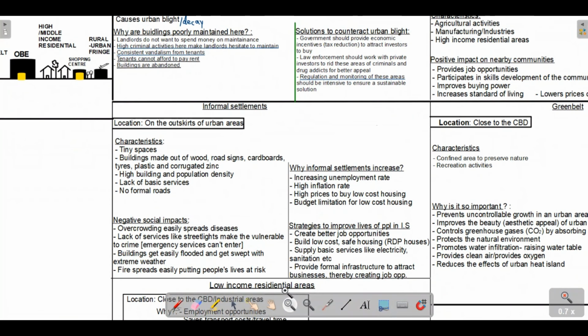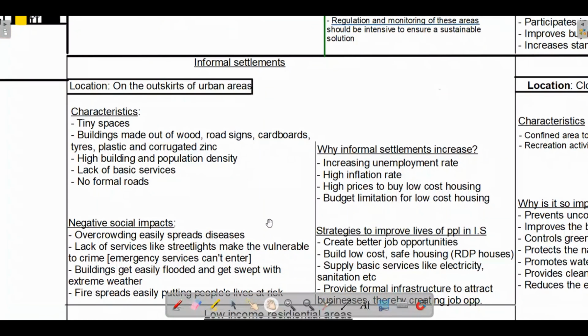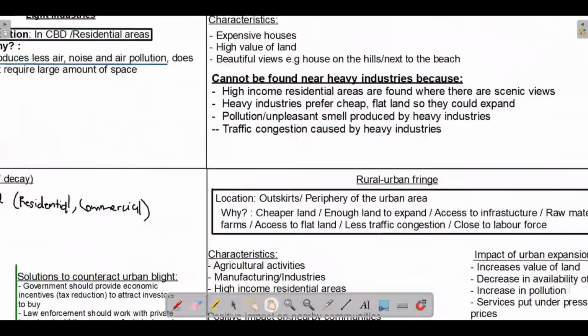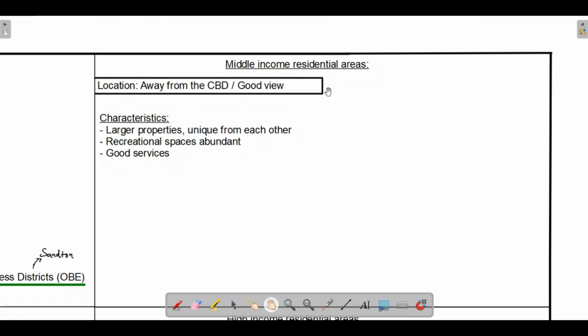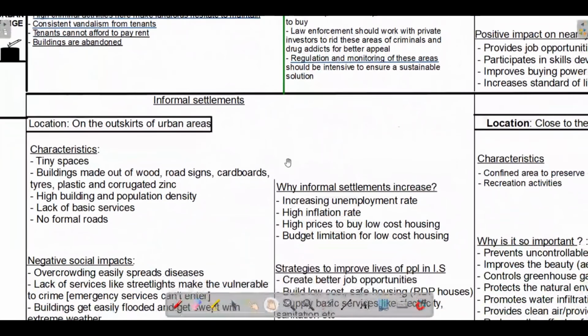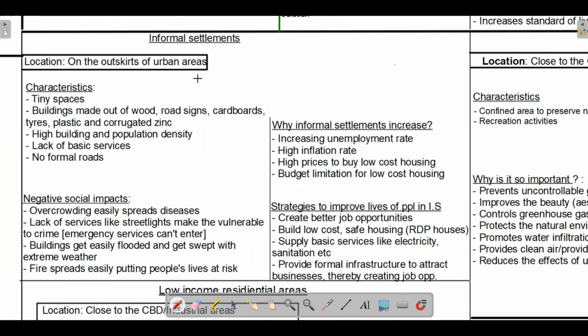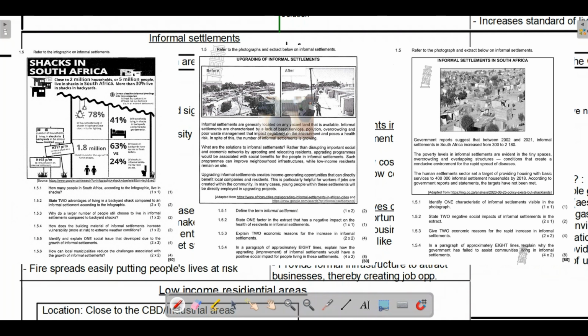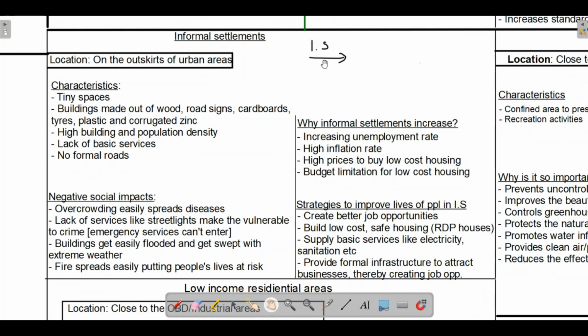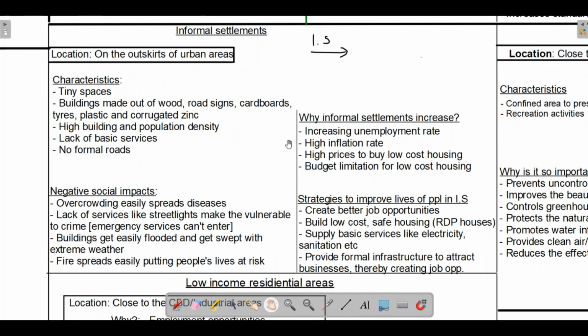Now we head on to residential areas, guys. We have 4 residential areas. We have informal settlements, we have low income residential areas, we have middle income residential areas, and we have high income residential areas. So we'll start with informal settlements. And the concept of informal settlements, they like to ask it in question 1.5, right? So look out for 1.5 on informal settlements. They also have social justice questions there as well. So we'll discuss all of that.